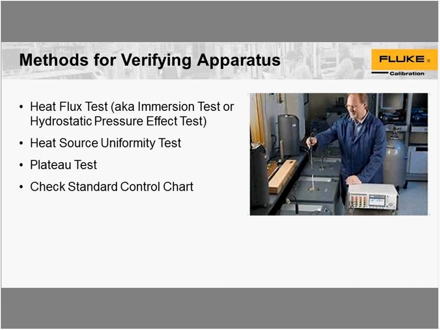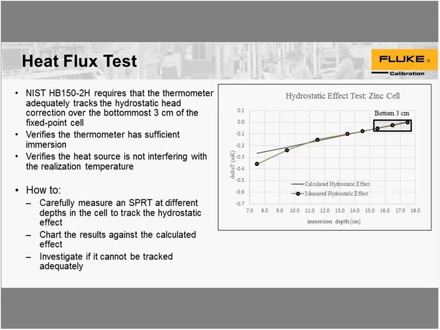a control chart. So a heat flux test is a requirement also listed in NIST Handbook 150, where basically the bottom 3 centimeters of a fixed point cell have to be mapped to show that you can properly follow the hydrostatic head as the depth in the fixed point cell changes. So what this tells us is if you can track this very, very minute change in temperature as it relates to depth in the fixed point cell, that the apparatus is working correctly, that the SPRT has sufficient immersion, and that the furnace is providing sufficient uniformity to not interfere with these measurements.